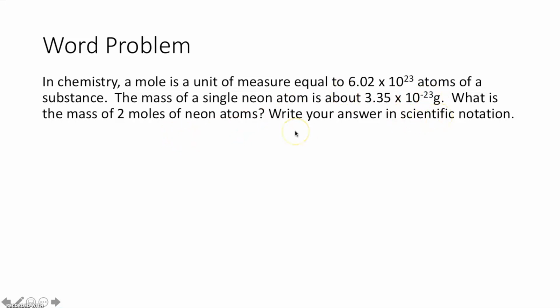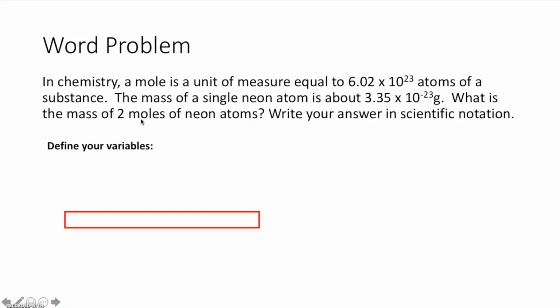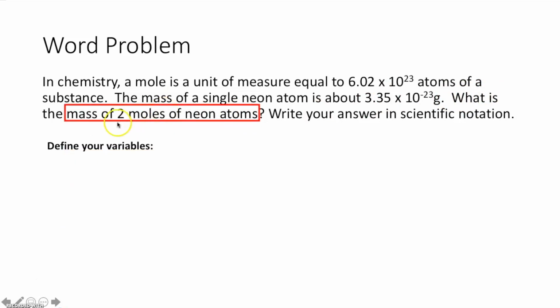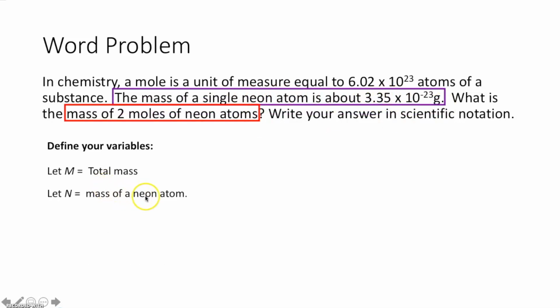So in a word problem, step 1 is not being scared. We can do this. Step 2, we're going to define our variables. So what is this problem actually asking us? Well, it says, what is the mass of 2 moles of neon atoms? So that means we're solving for the mass. So we'll say M is the total mass. And we also know that the mass of a single neon atom is about 3.35 times 10 to the negative 23rd grams. So we could say that N is the mass of a neon atom.